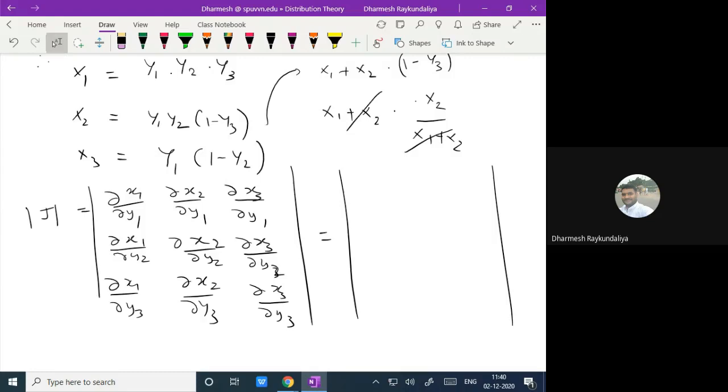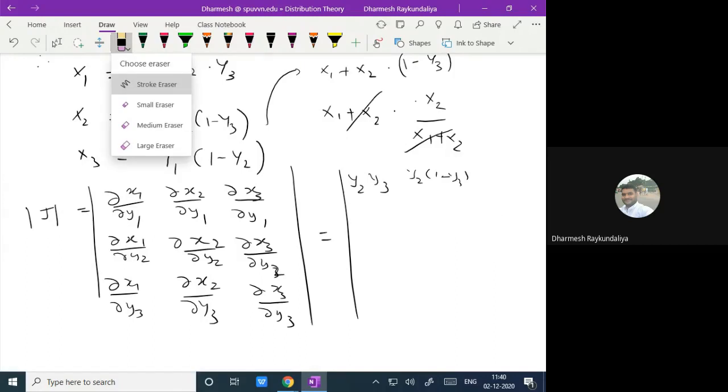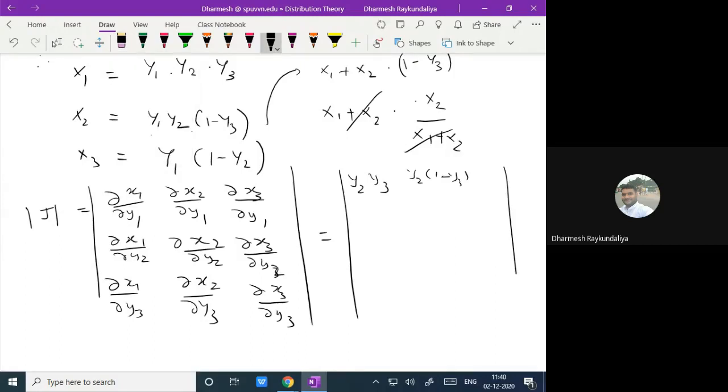If you are taking the derivative of x1 with respect to y1, it is y2 y3. Similarly, x2 with respect to y1, it is y2 into 1 minus y3, and what is this? x3 with respect to y1 is 1 minus y2. Okay.